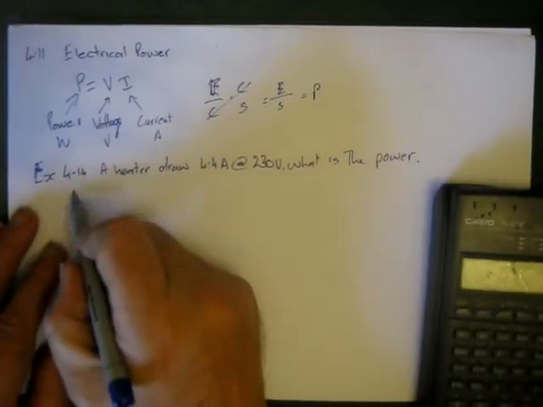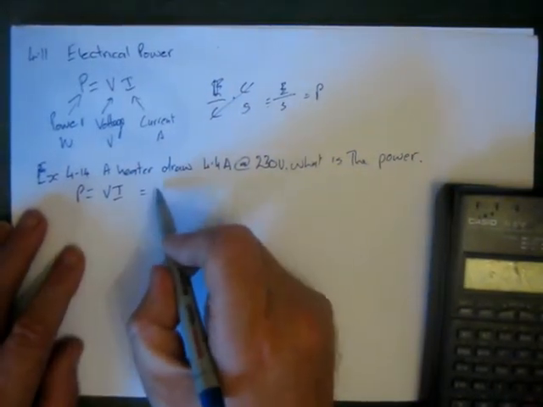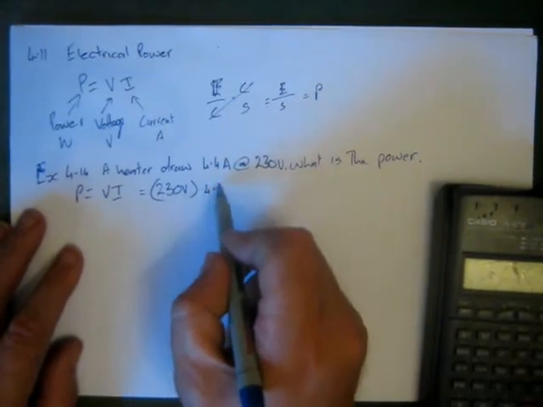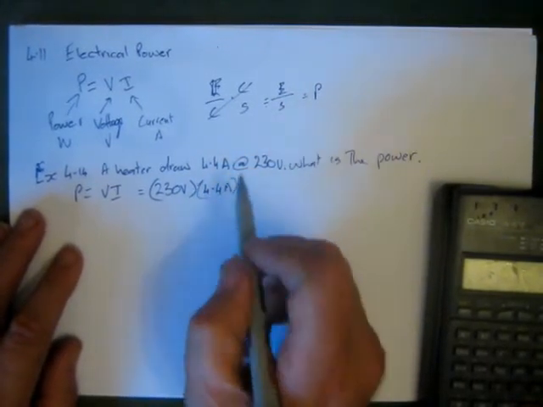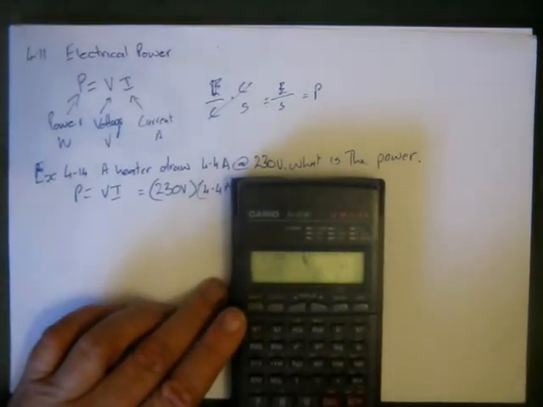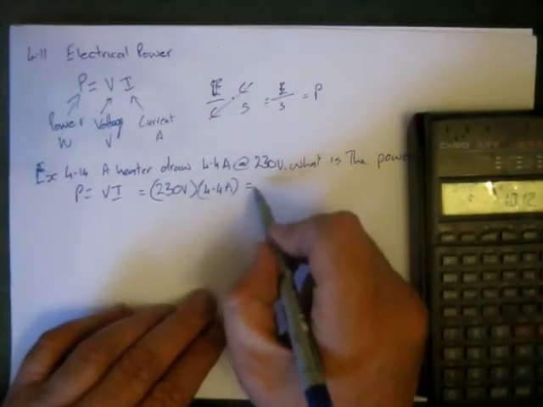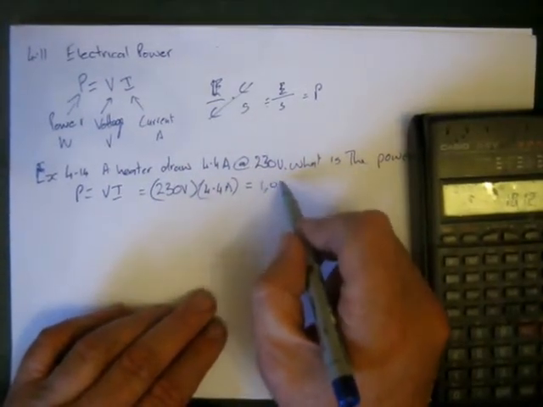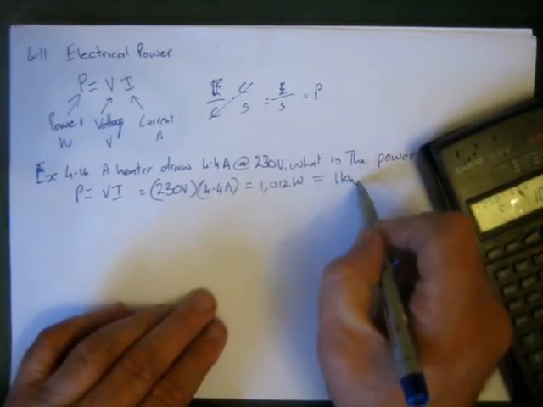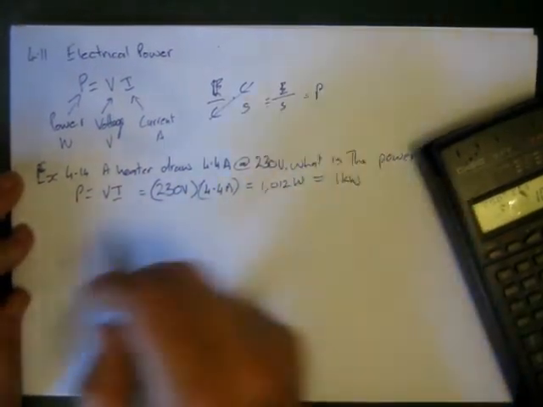So how do we work this out? So power is equal to voltage times current, which is equal to 230 volts times 4.4 amps. So 230 times 4.4 equals 1012 watts. Or it equals 1 kilowatt, rounded off. We could try that another way.